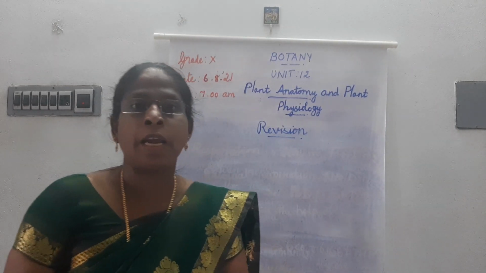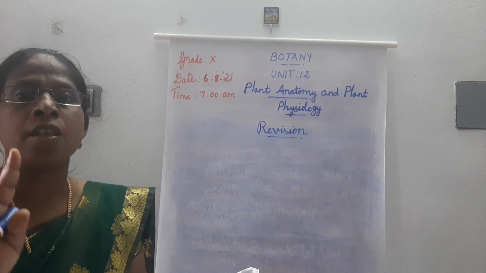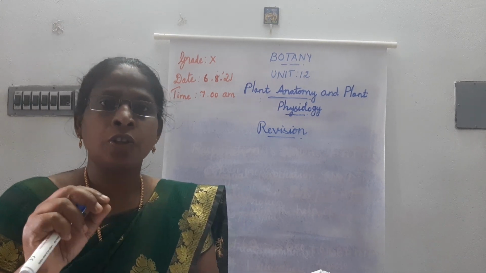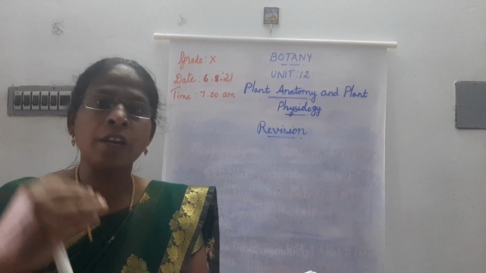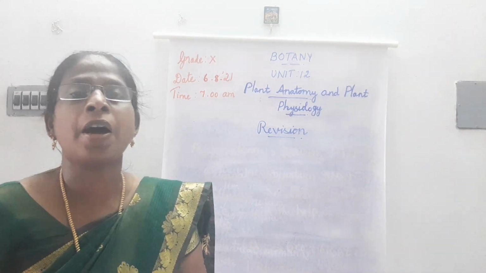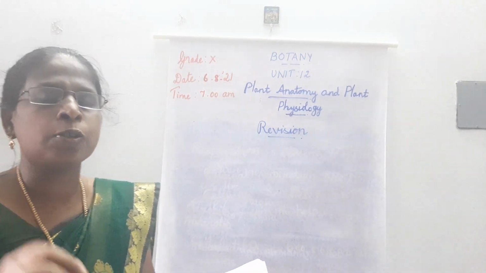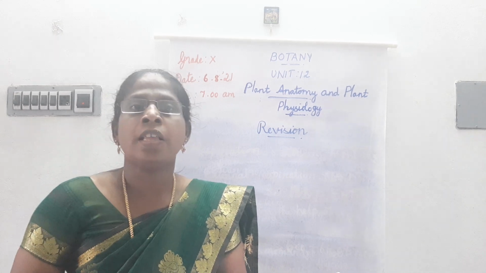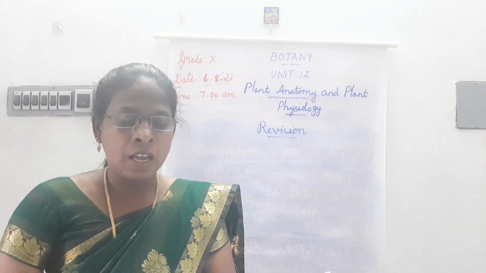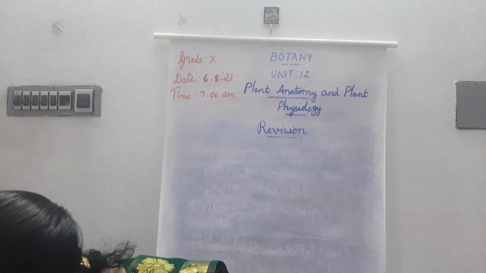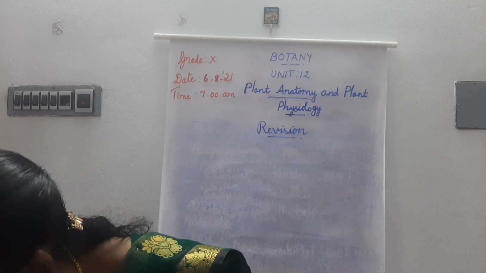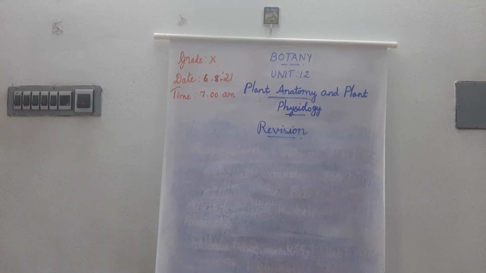Since this is a 4-mark question, you should not stop here. You have to explain palisade parenchyma and spongy parenchyma. The first one is palisade parenchyma. The palisade parenchyma lies just below the upper epidermis.